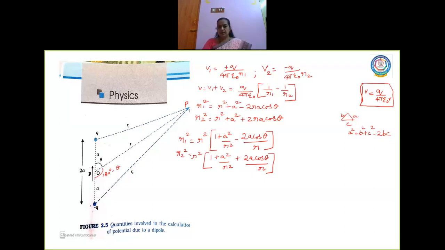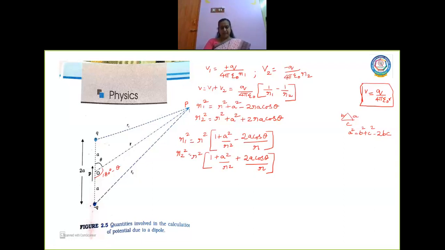The second one is r2 square equal to r square into 1 plus a square by r square plus 2a cos theta by r. Okay. Now I am going to neglect the term a square by r square. Now why am I neglecting this? Now once again come back to the diagram. Now a represents the semi length of the dipole and r represents the distance between the midpoint of the dipole and P.